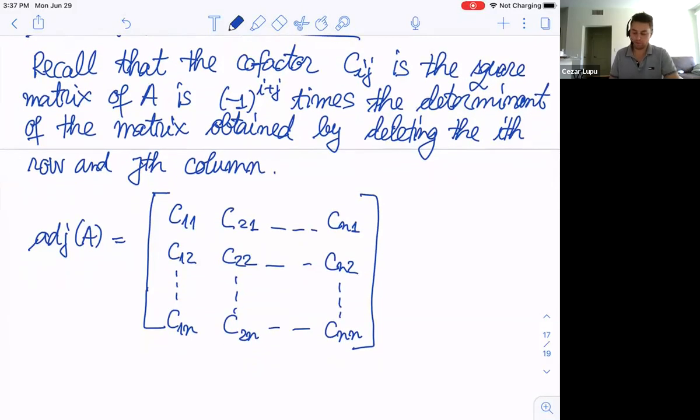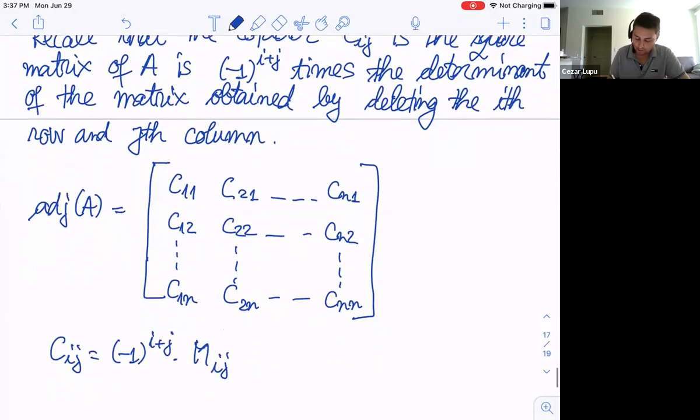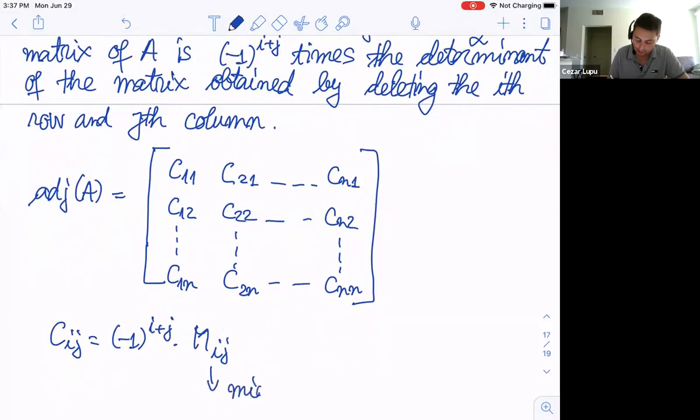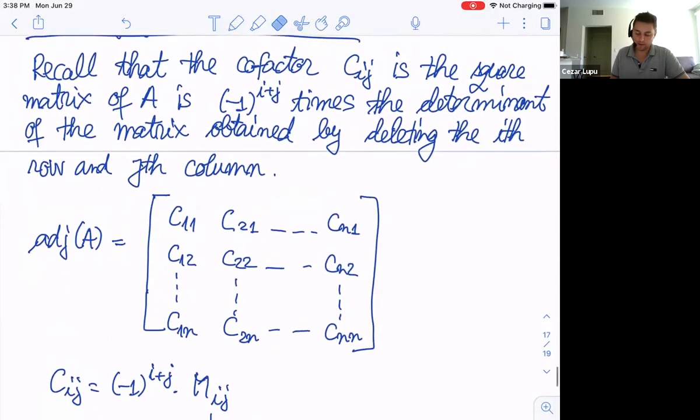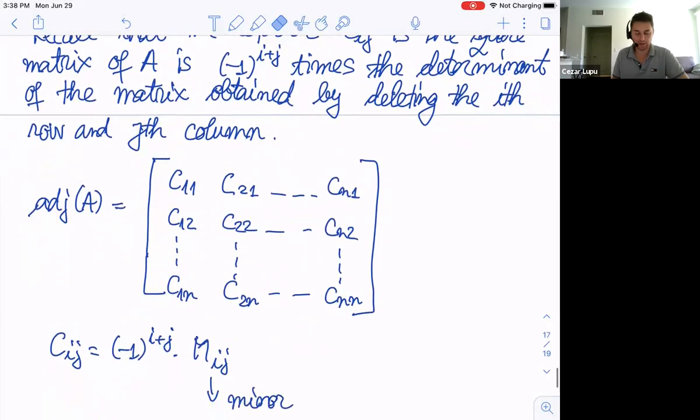Just like I said, it will be formed from these cofactors. So let me just remind you the formula. Cij is nothing else than (-1) to the power i plus j times Mij, where Mij is the minor of the matrix A. Remember that this minor is just the determinant of the matrix obtained by deleting the ith row and jth column.